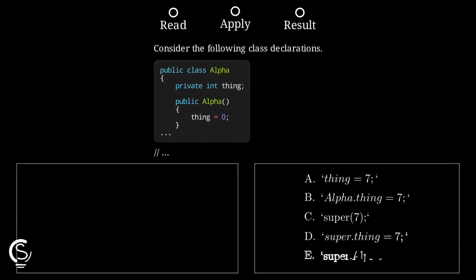First, notice that the variable thing is declared as private in the Alpha class. This means the Beta subclass cannot access it directly using simple assignment or even the dot notation.